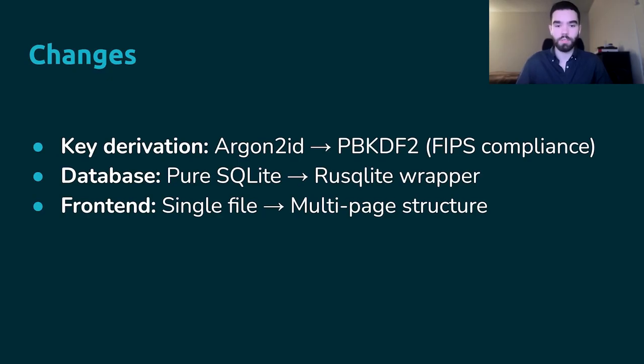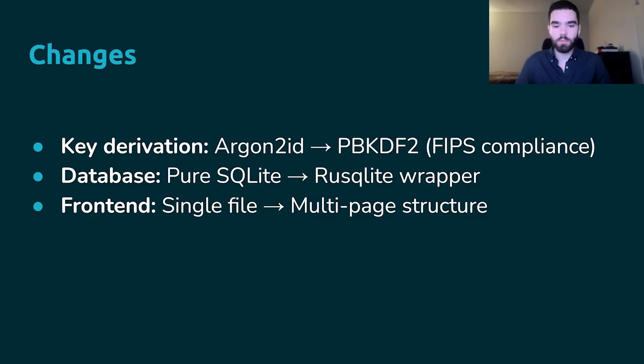Originally, we planned to let users choose between Argon2id and PBKDF2 for key derivation. Argon2id is faster and generally considered the stronger modern algorithm, but it is not FIPS compliant. Since FIPS compliance is required for government-grade security, we shifted to using only PBKDF2, which meets US government encryption standards and ensures broader real-world applicability.